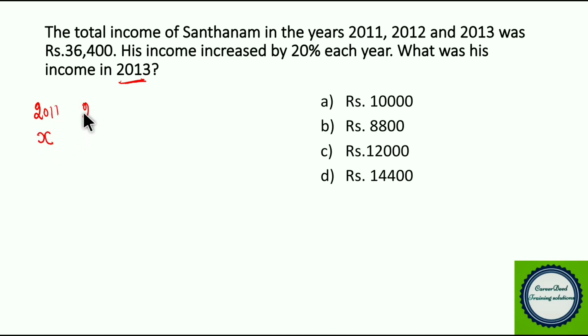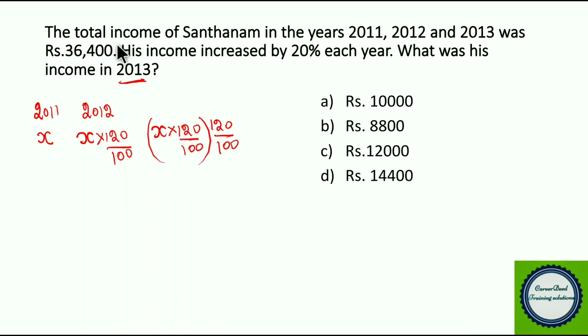In 2012, Santanam will get a 20% hike from the previous year's salary, because his income increased 20% every year, right? So it is X into 120 by 100. So this is the second year salary of Santanam. Now moving to the third year, another 20% will increase from this, right? So you can write it as X into 120 by 100, and from this another 20% will increase. So to the whole bracket, multiply 120 upon 100.